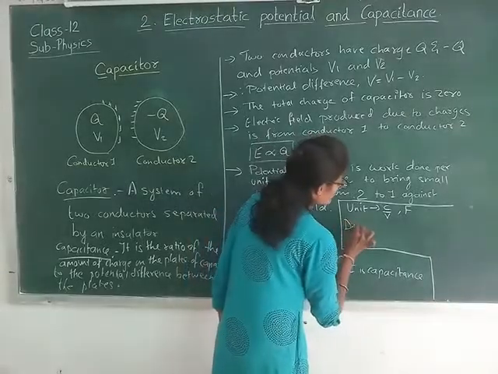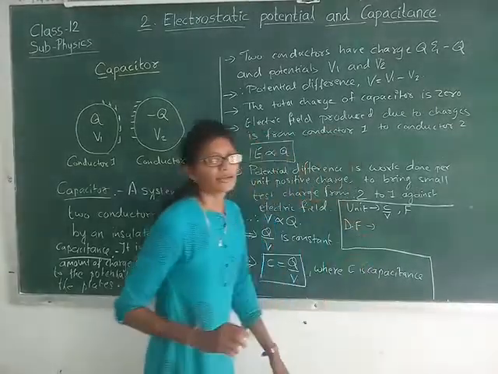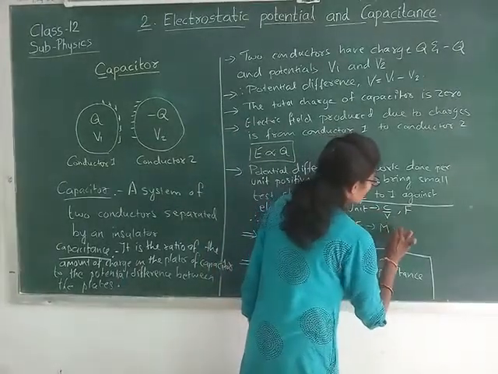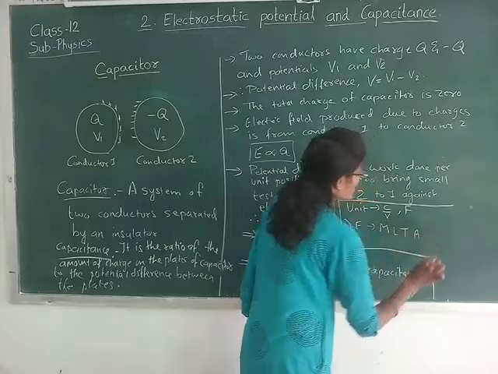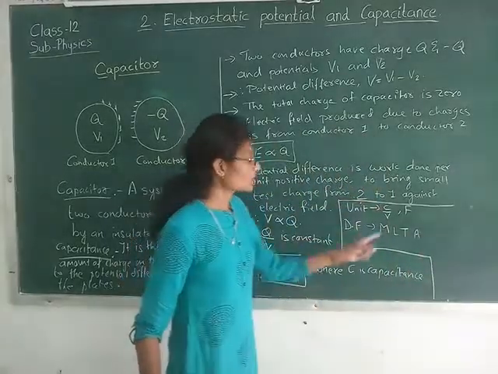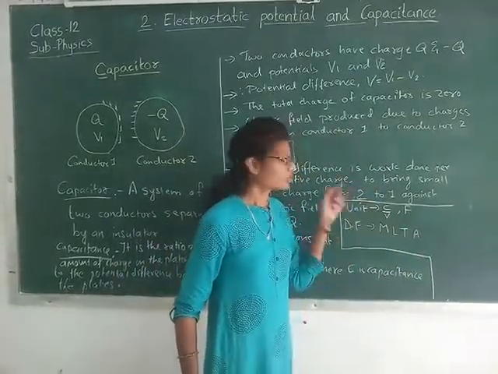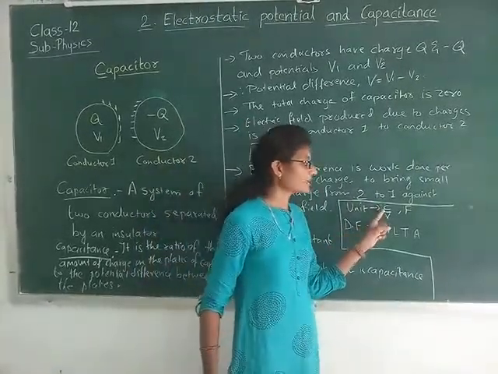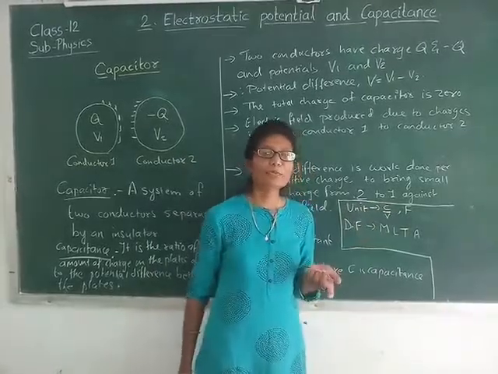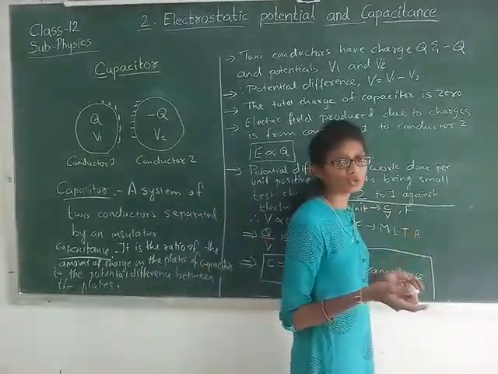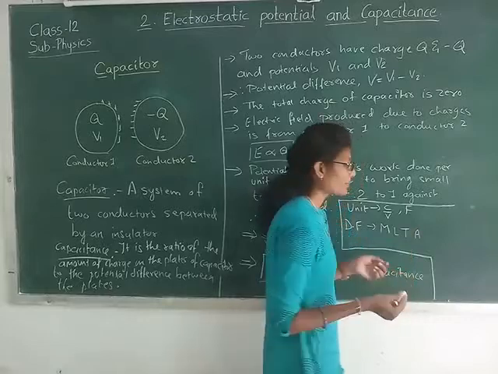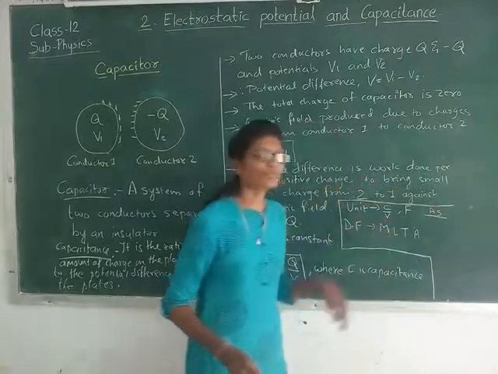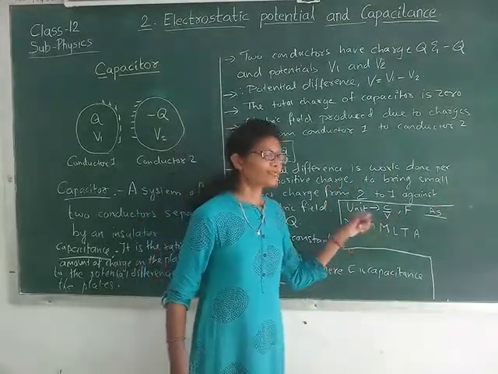Now, what is the dimensional formula of that? First of all, let us write M L T A. Here we have coulomb in the numerator. If we want to write it in terms of ampere, then instead of coulomb we can write ampere second, because Q equals I T. So coulomb is equal to ampere second. So in the numerator we have ampere second. Here V stands for potential difference.